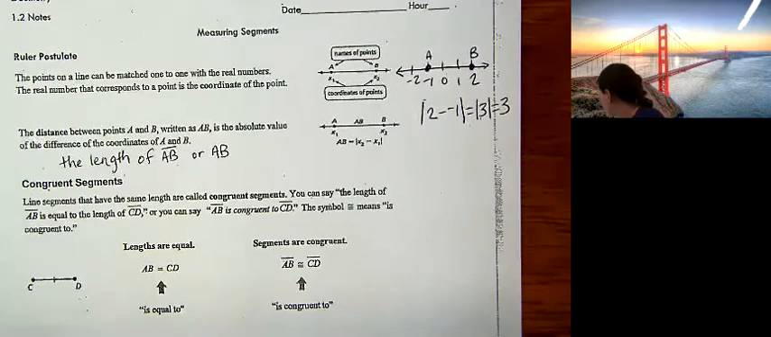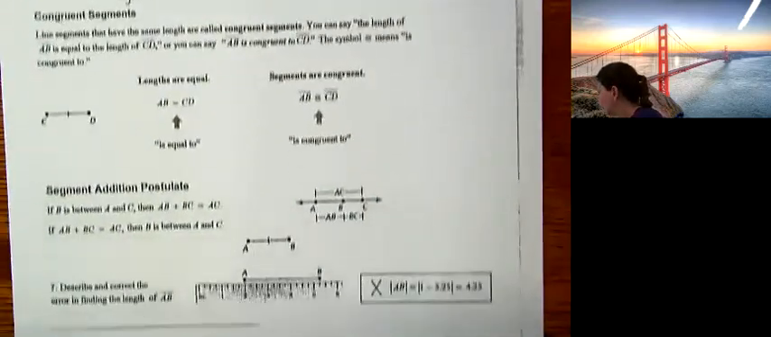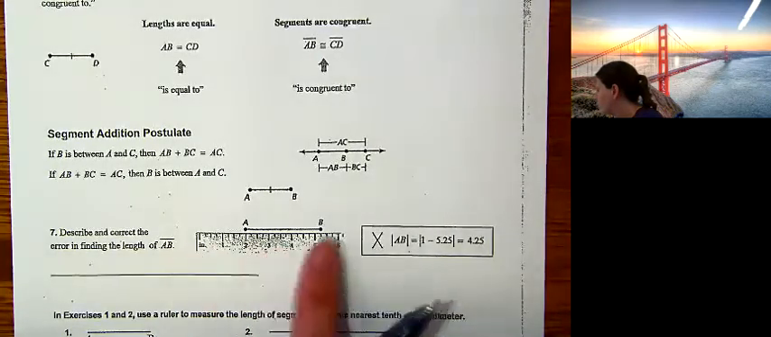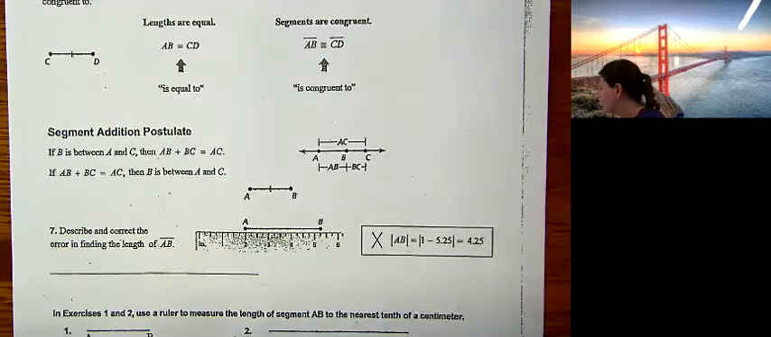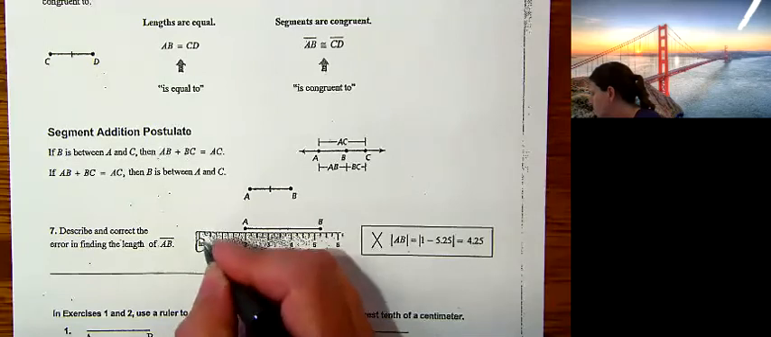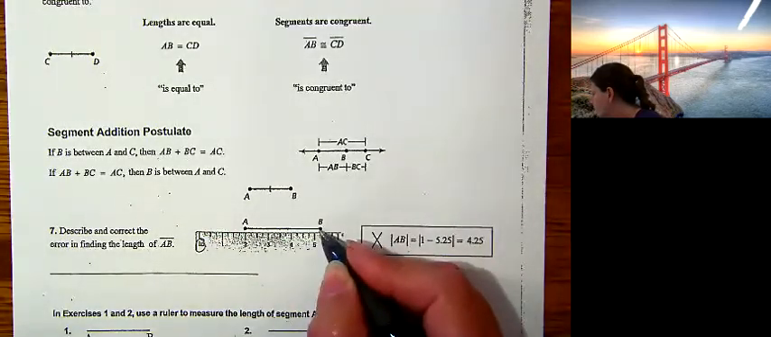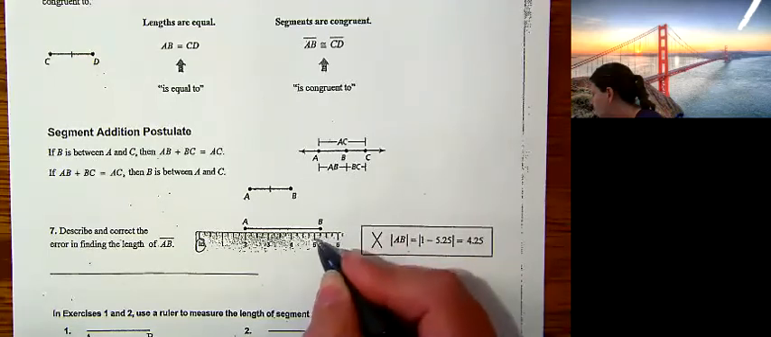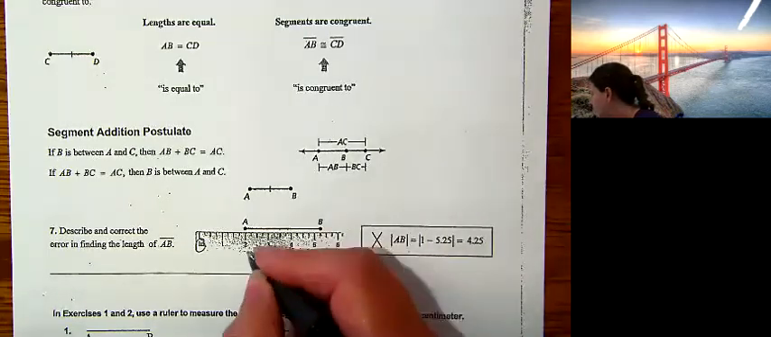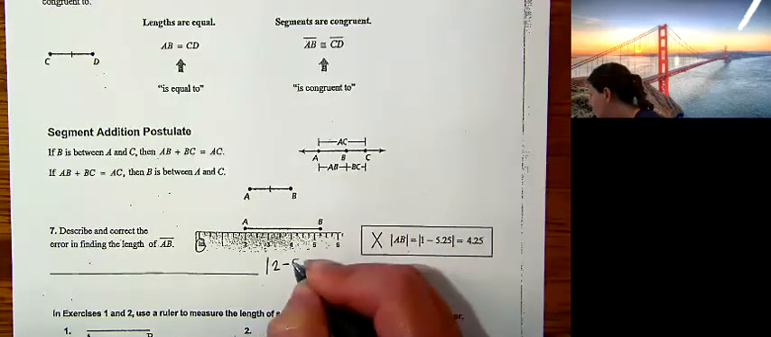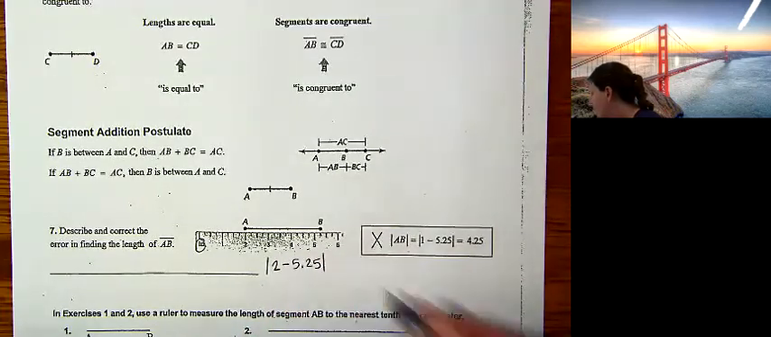So if we do some examples of these, we're going to talk about the ruler postulate a little bit. Here's an example of that ruler postulate. They already have a ruler on here, and we notice this one is in inches. So we know that A is at 2 and B is at 5 1/4. If I wanted to find this, I would find the absolute value of 2 minus 5 1/4, and I could find the length of it.